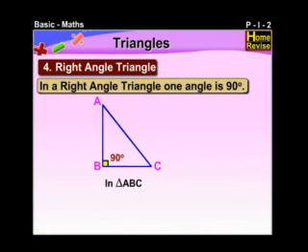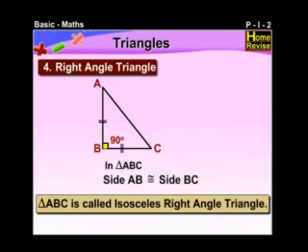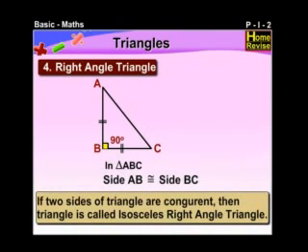Suppose in triangle ABC, side AB and side BC are congruent. Then triangle ABC is called an isosceles right angle triangle. That means if 2 sides of a right angle triangle are congruent, then the triangle is called an isosceles right angle triangle.